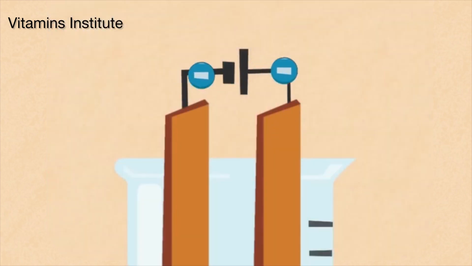When current flows in the electrodes and wires, it is the electrons that move and carry the electrical charge.